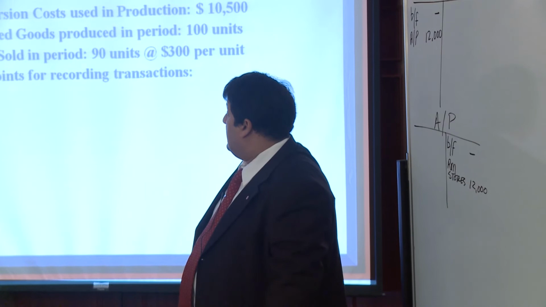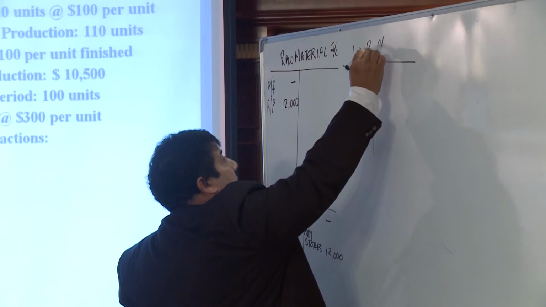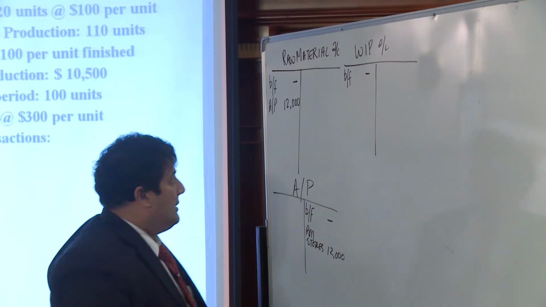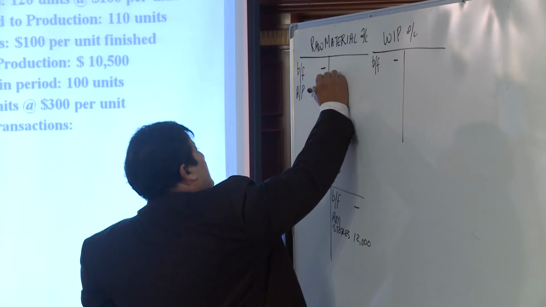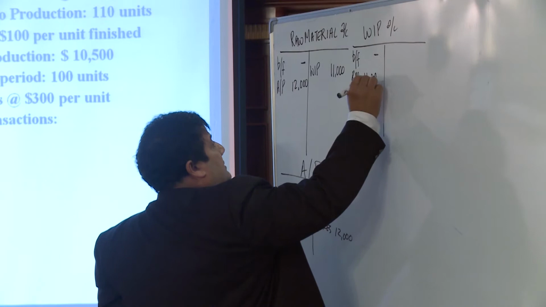Second one, raw material transfer to production, 110 units. So now let's open a work in process account, asset account. Let's assume opening balance zero. So you're taking from the raw material account at cost to the work in process account. 11,000. 110 units at 100, and you're recording it there, 11,000. Okay, so second one recorded.